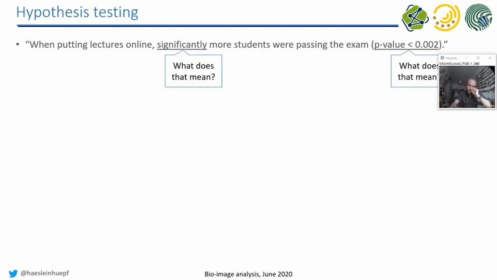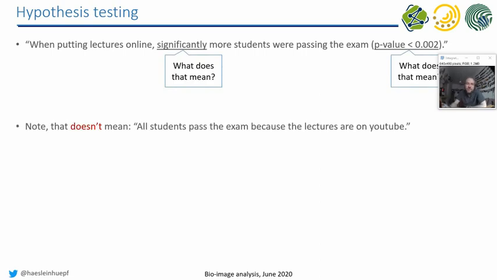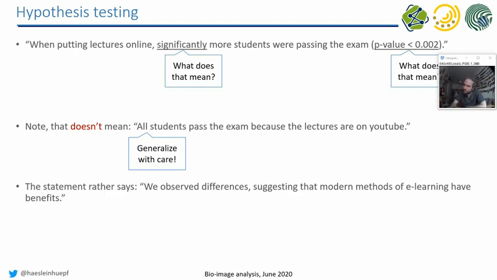We will go a little bit deeper into what's significant and what the p-value means. But for now, let's first of all think about what it does not mean. So it does not mean that all students will pass the exam because the lectures are on YouTube. We cannot conclude that. We have to be very careful with generalizations. We cannot conclude that this will for sure happen because we don't know. We just can talk about our sample. And that's what the statement rather says.